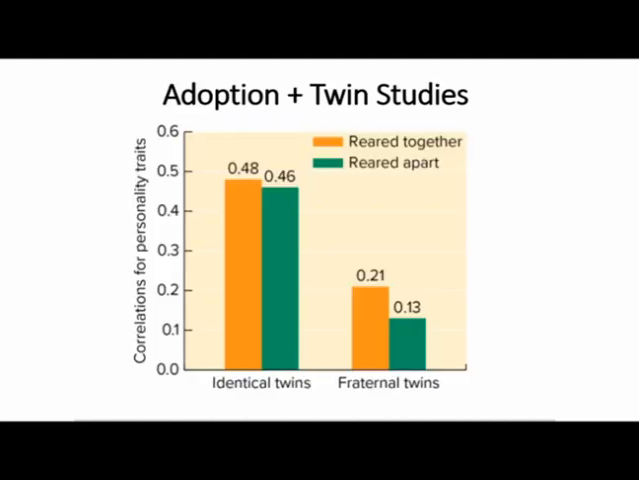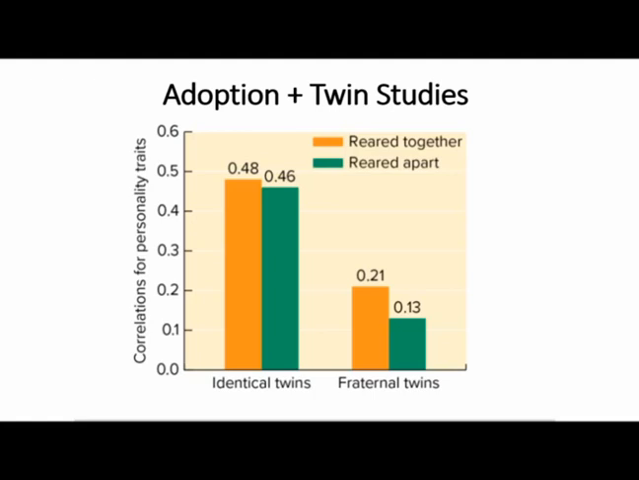Now, to walk through an example that's going to help illustrate what the heck I'm talking about here, we're going to look at a specific collection of adoption plus twin studies. So this is sort of a meta-analysis that looks at a bunch of different studies that looked at the correlation in personality traits between twins, and specifically twins who had been either adopted or not adopted.